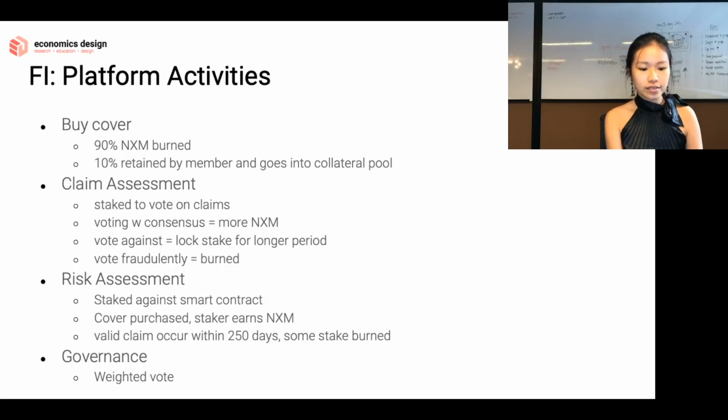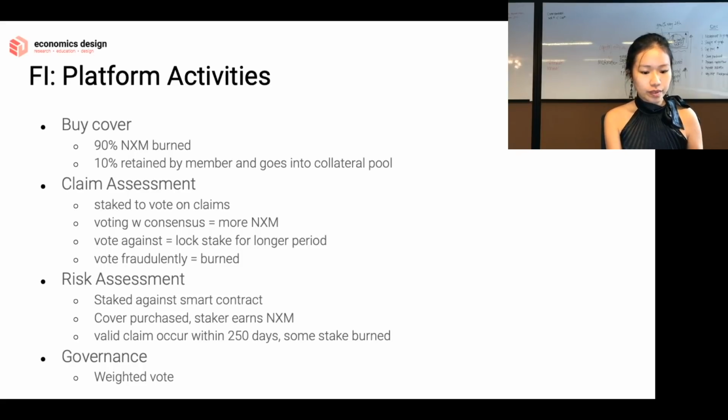For risk assessors, you stake against a smart contract, so that's where you put your NXM token to stake. You can also use ETH. And then when a cover is being purchased and nothing goes wrong, you can get some of the NXM tokens, or some amount of money that's given by these people who purchase the cover.